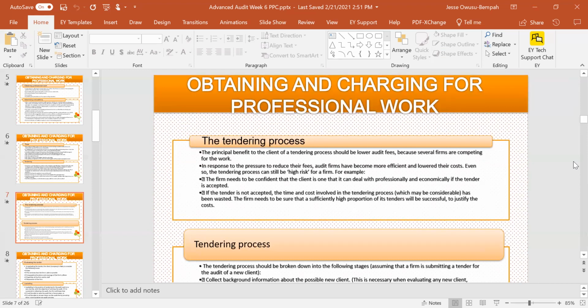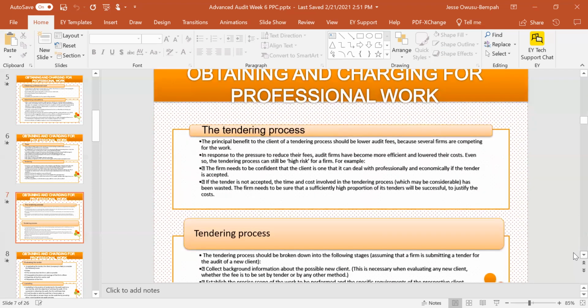Now, what you need to understand is that if the tender is not accepted, the time and cost involved in the tendering process has been wasted. So the firm needs to be sure that a high proportion of its tenders will be successful to justify the cost. If a company engages in a tendering process, they need to be sure that there will be a high proportion of tenders and they'll be able to make a selection from those proposals. Otherwise, they would have spent a lot on the tendering process without getting any return.